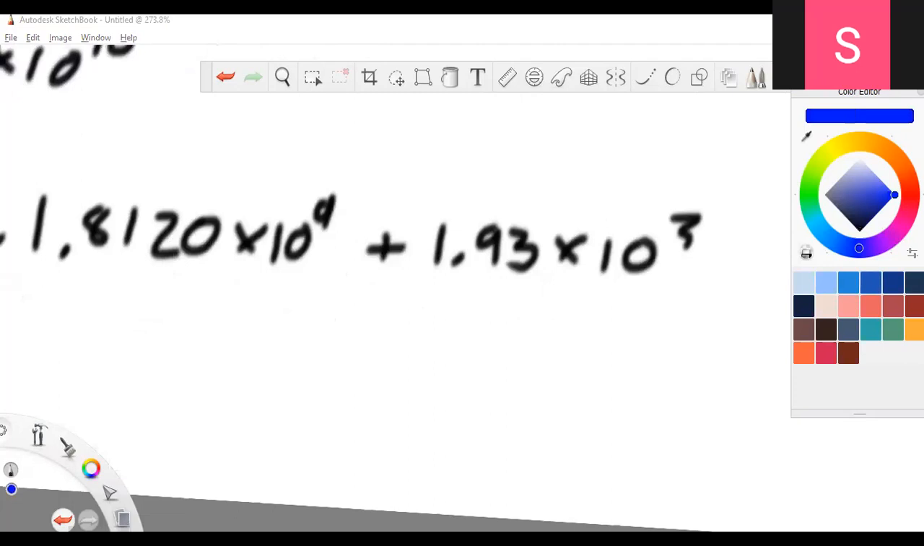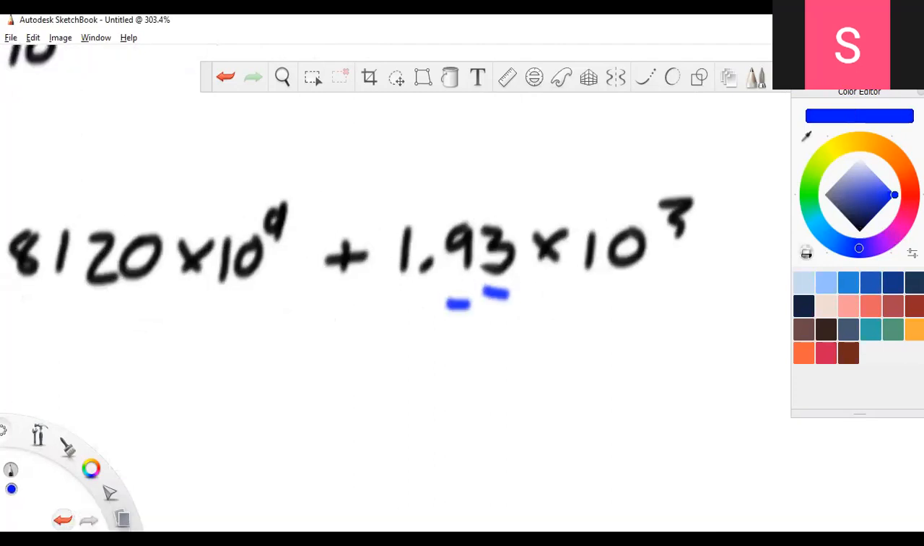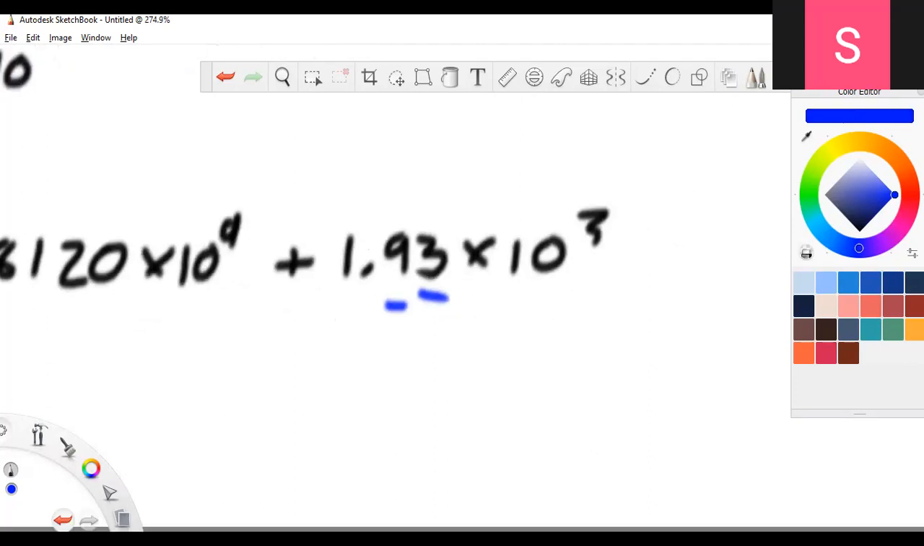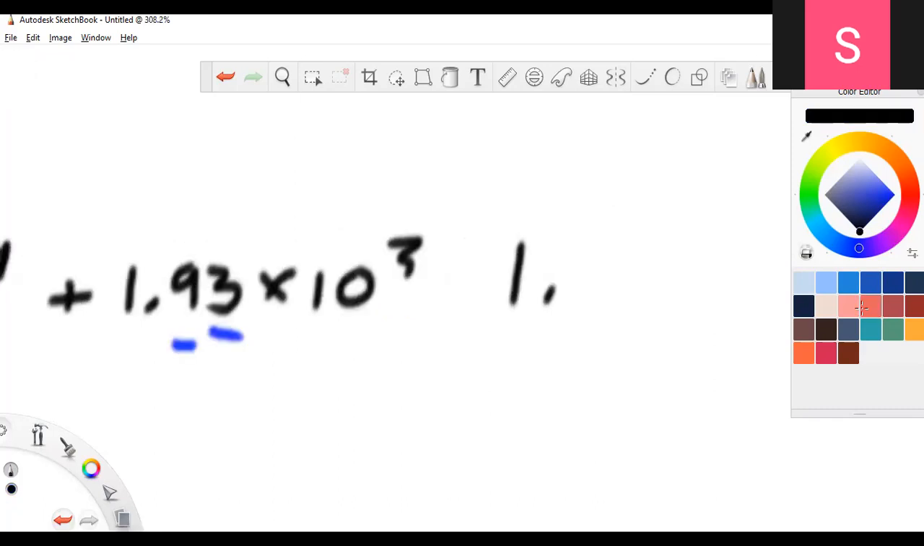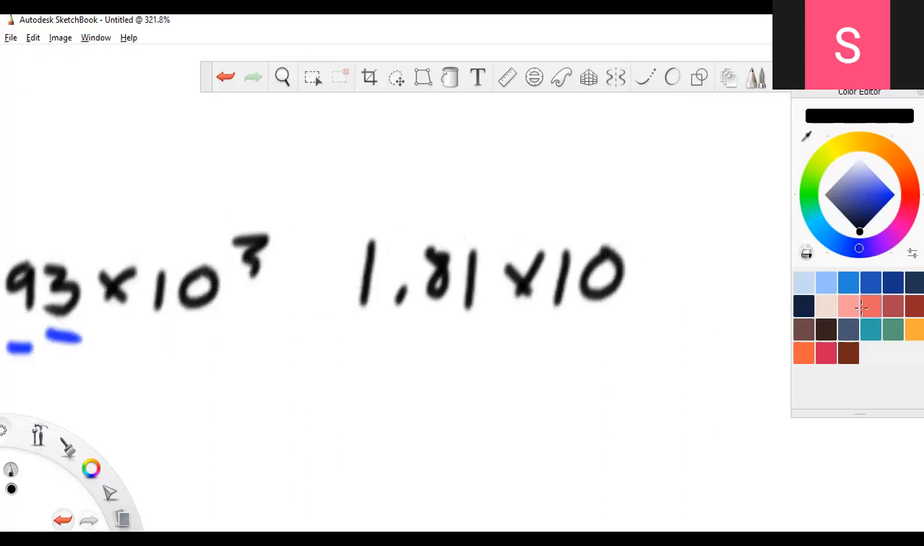So because of the addition, this has 2 places. We're going to use this guy over here. Our answer will only have 2 places, and we will get 1.81 times 10 to the 9th.